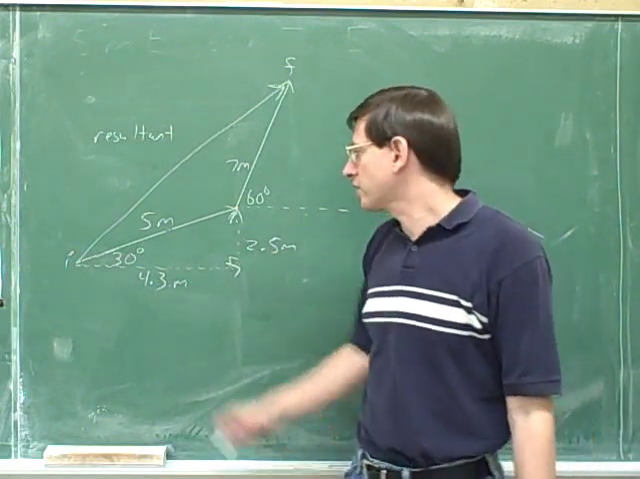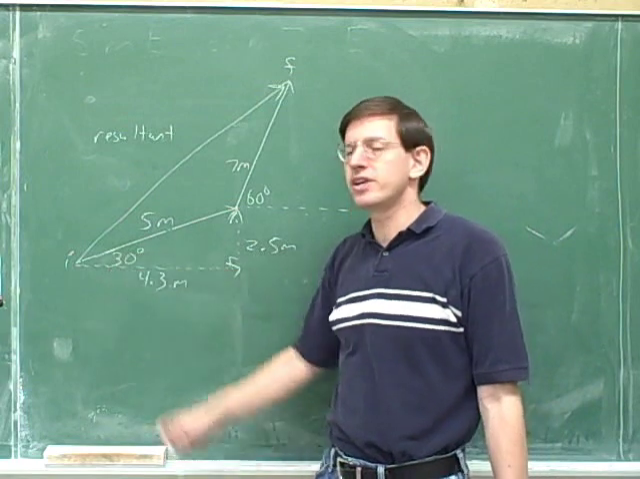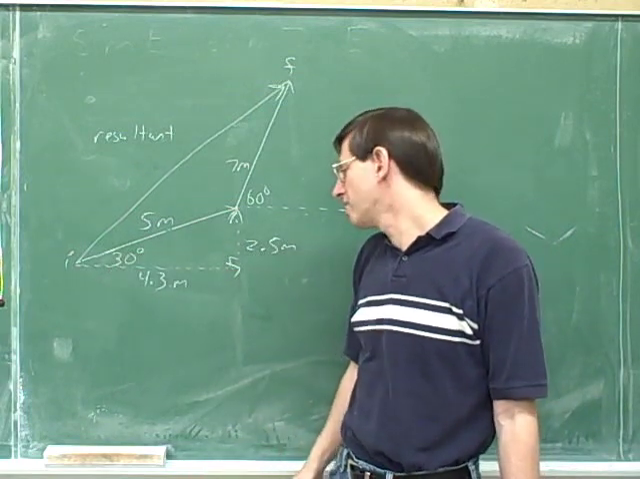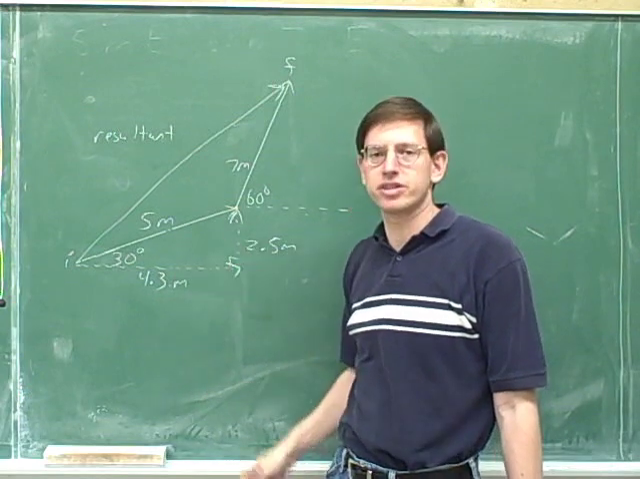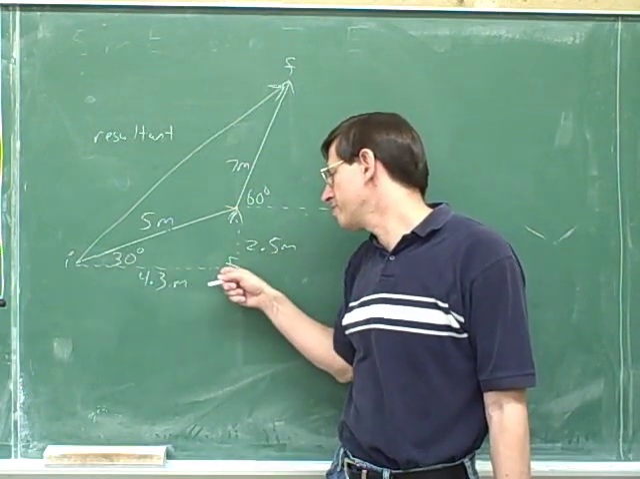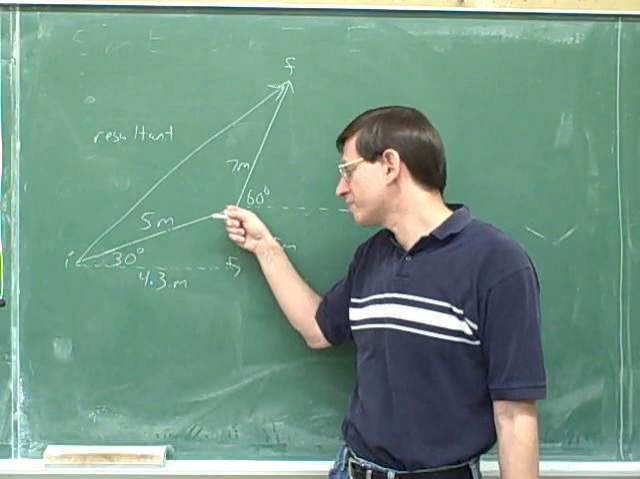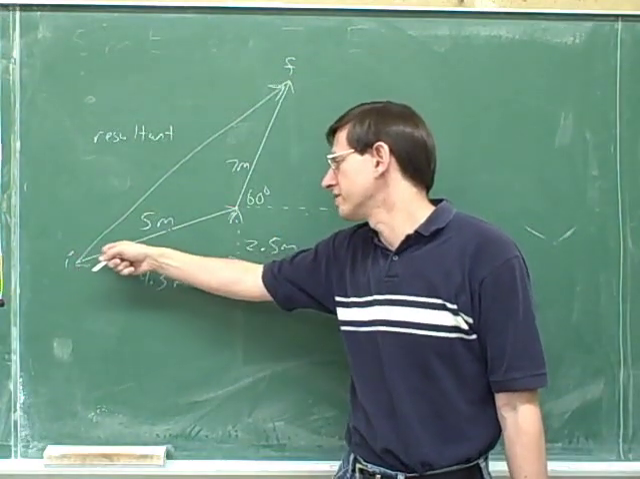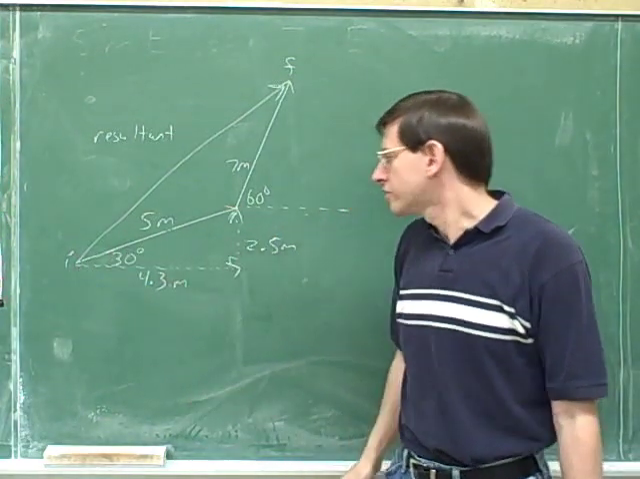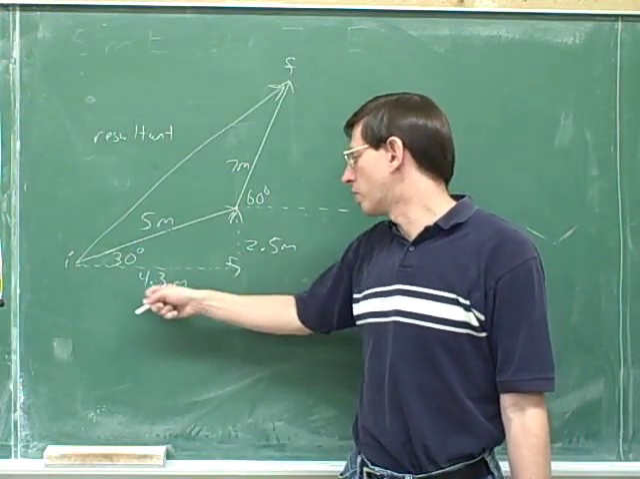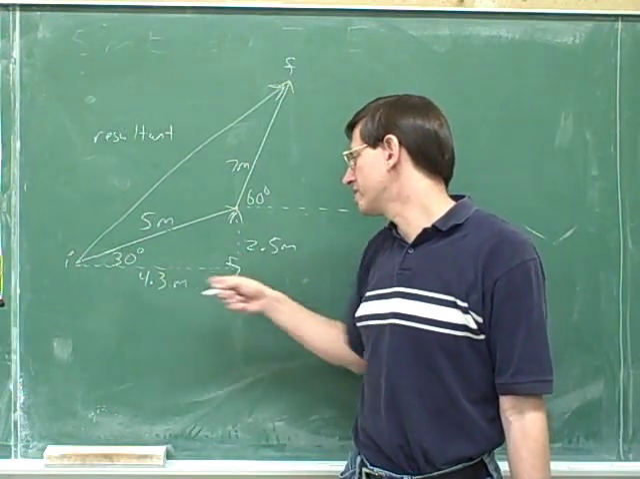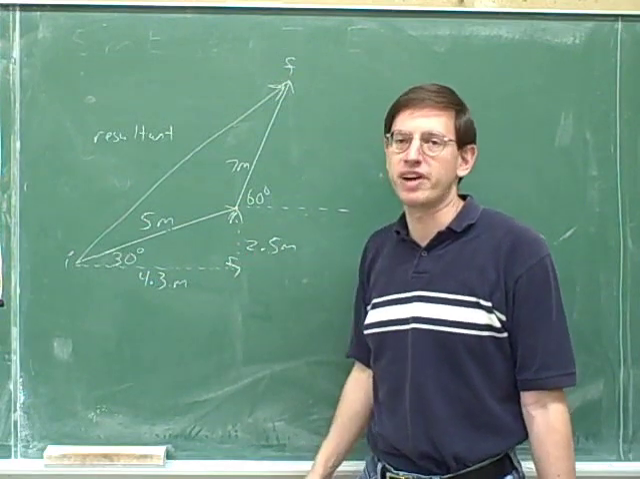So what we just saw is that going 5 meters at an angle of 30 degrees above the horizontal is the same as walking 4.3 meters straight to the right and 2.5 meters straight up. If you go 4.3 meters to the right and then 2.5 meters up, you'll get to the same place as if you just followed this straight path of 5 meters. So this is what it means to break this vector into components. We've broken this vector into a horizontal component of 4.3 meters and a vertical component of 2.5 meters.